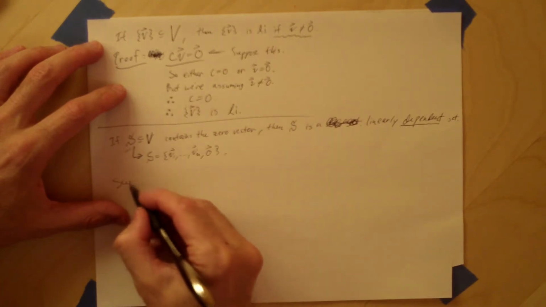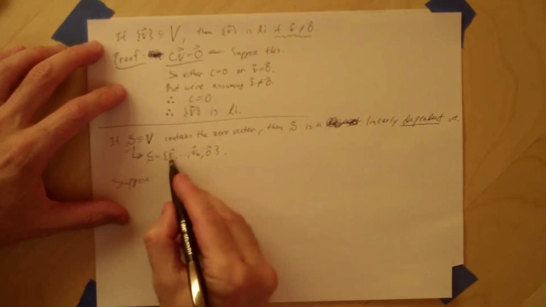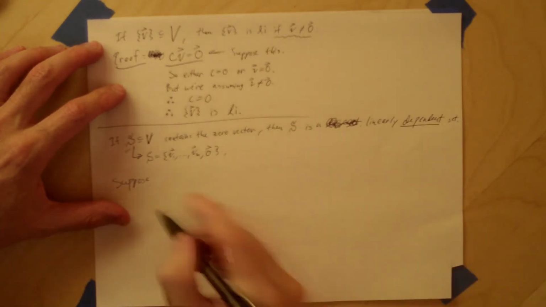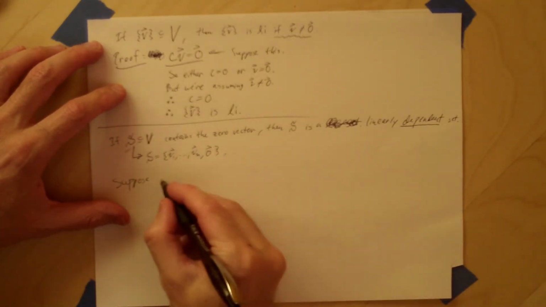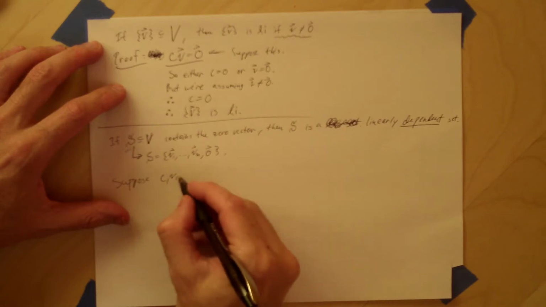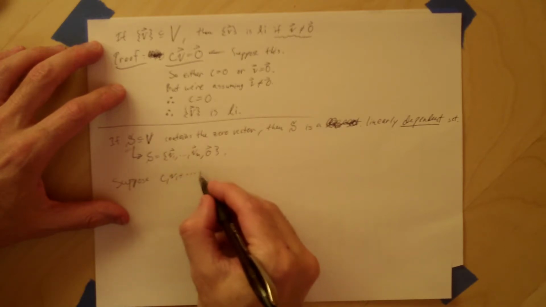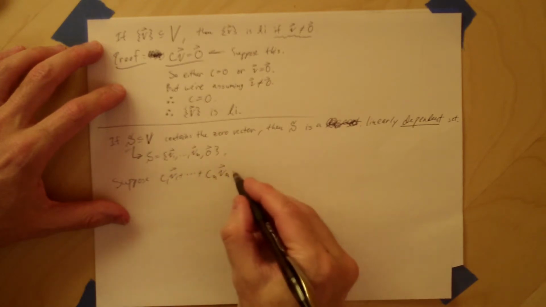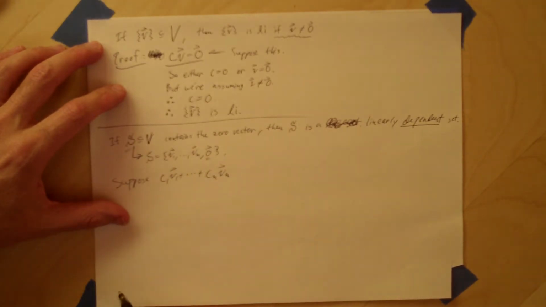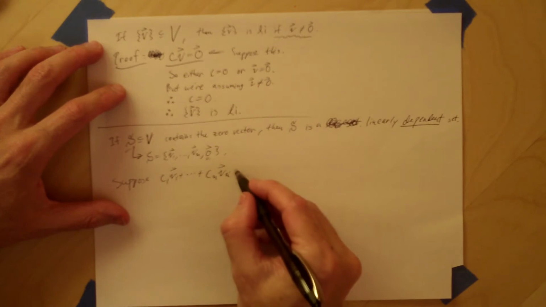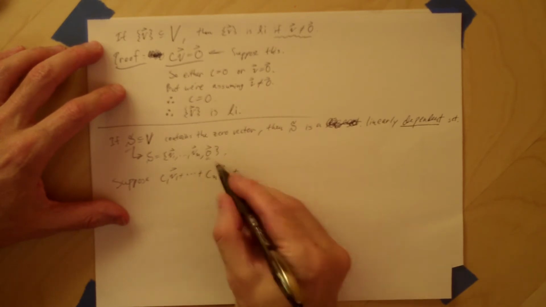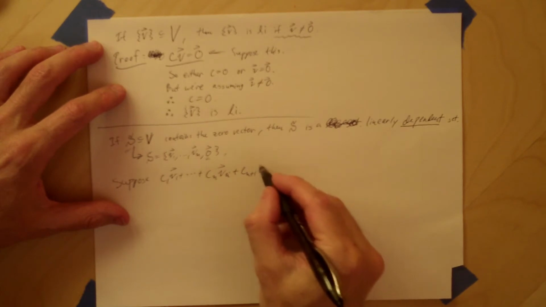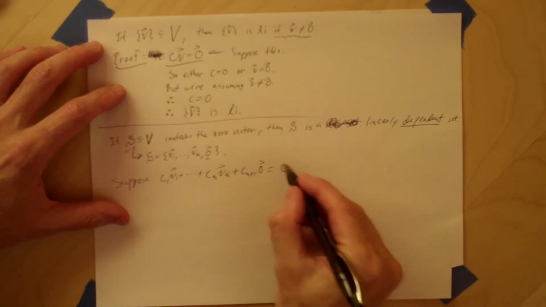What you do is the usual thing. You set up a linear combination of the vectors in S, set that linear combination equal to the zero vector. C1 V1 plus dot dot dot Cn Vn. Of course, there's one more vector in there after Vn, which is 0. We'll have to have the coefficient of 0 be, say, Cn plus 1. How about that? Times 0 is equal to the 0 vector.